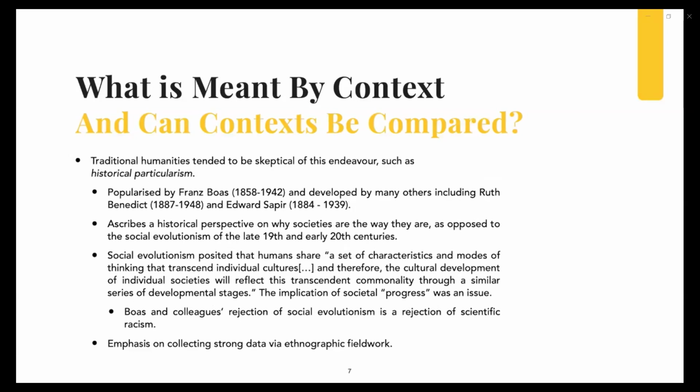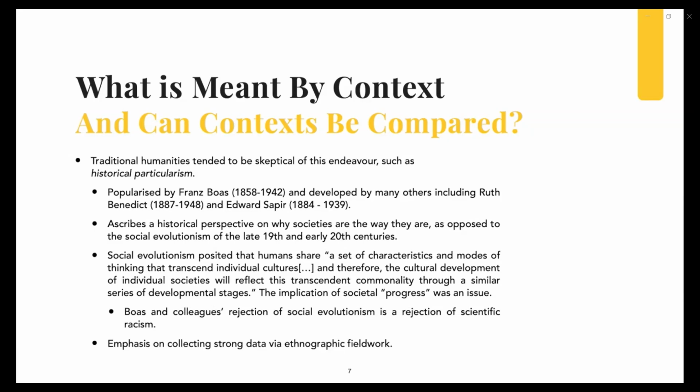And Boas developed this kind of thinking, and others contributed to it too, many of his students, including Ruth Benedict and Edward Sapir. And it describes a historical perspective on why societies are the way they are, as opposed to the social evolutionism of the 19th and early 20th centuries. Social evolutionism posited, from this time period, that humans share, quote, a set of characteristics and modes of thinking that transcend individual cultures.